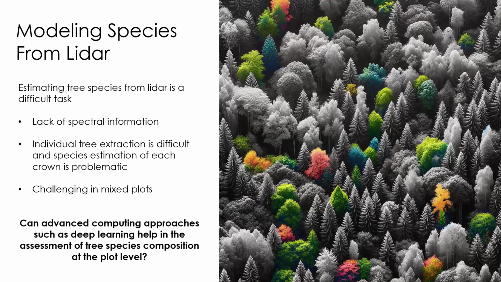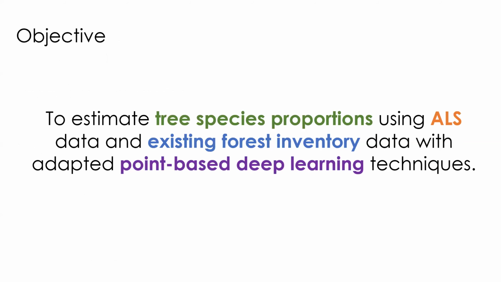So the question that we're trying to ask is, can advanced computing approaches such as deep learning help the assessment of species composition at the plot level? And so our objective was to estimate the tree species proportion within a plot using ALS data and existing forest inventory data with adapted point-based deep learning techniques.